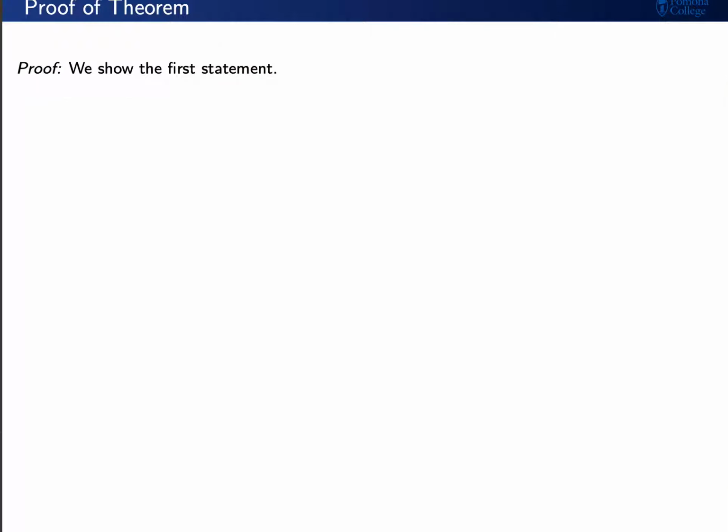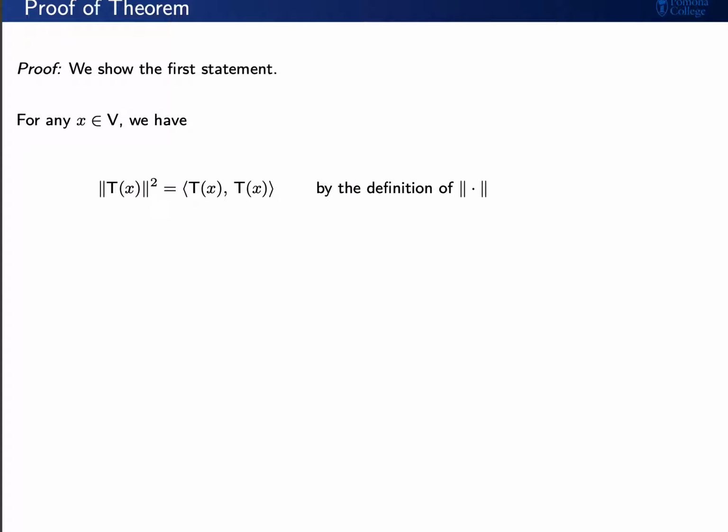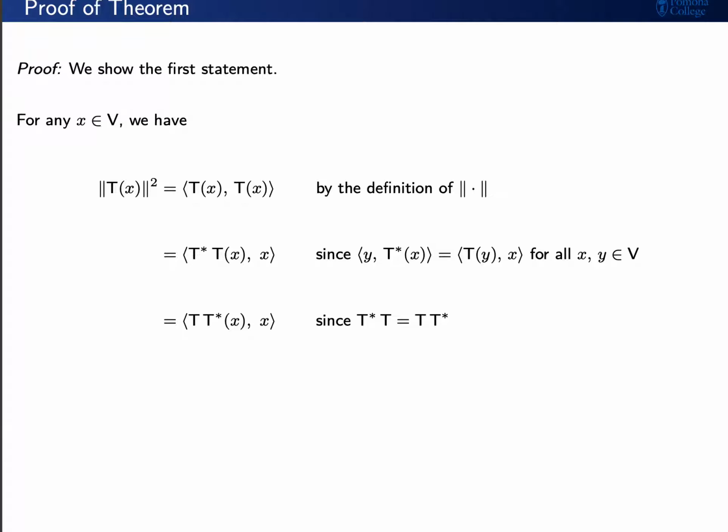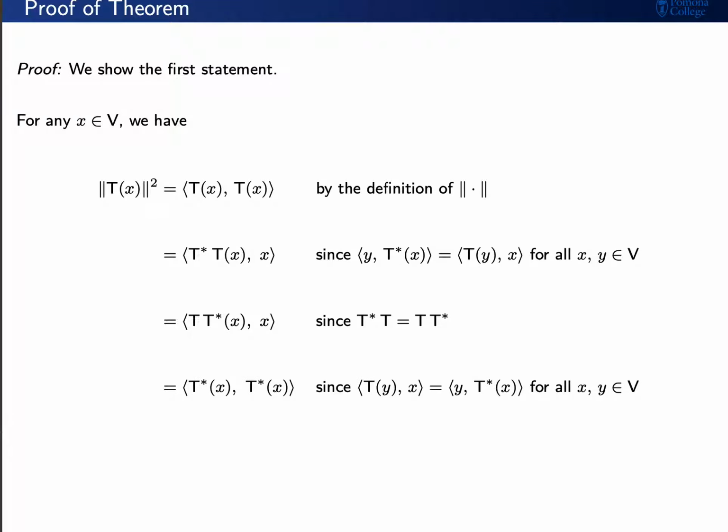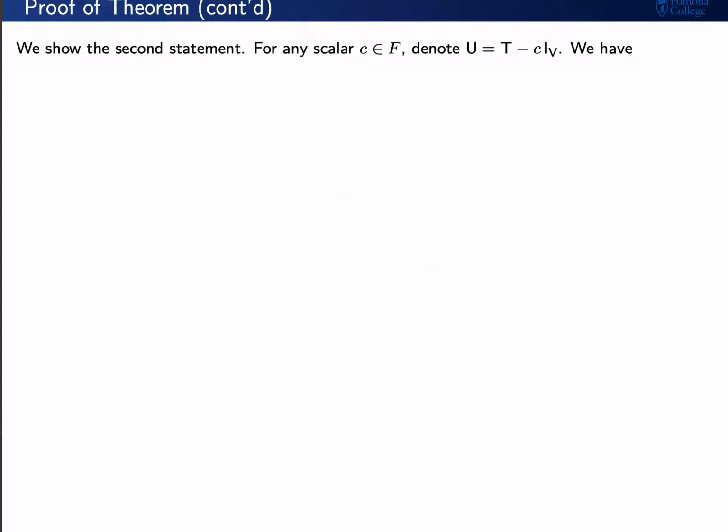Let's begin by showing the first statement. For any x in our vector space V, we'd like to consider the square of the norm of T of x. We know from the definition of the norm that this is equal to the inner product of T of x with itself. But now, by considering the property of the adjoints, we can slide T from the right over to the left, and we realize that T star T is equal to T T star because T is a normal operator. Now we can slide T to the right and replace that with T star, and we realize that by definition, this is the square of the norm of T star of x.